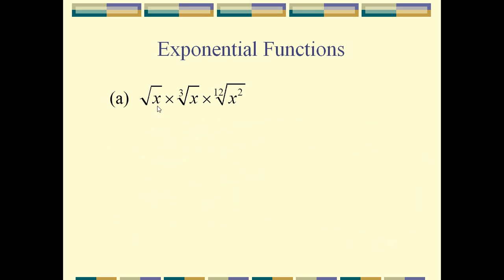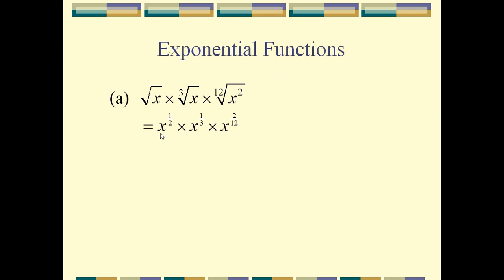The first one, you find that square root x is just x to the power 1 over 2. And the cube root of x is x to the power 1 over 3. And this is the 12th root of x squared, so that means it's x squared and then power 1 over 12. So you have got this one. But this one you will get x to the power 2, and the 2 can multiply with the 1 over 12. You can simplify like this.